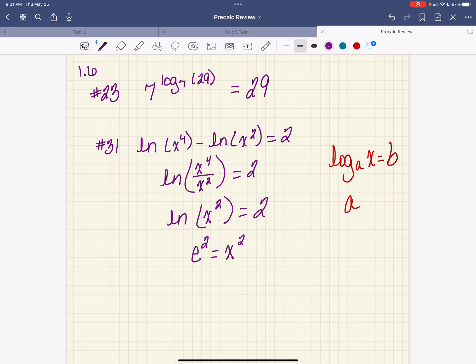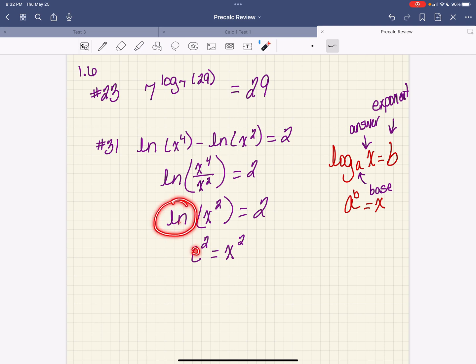This is our exponent, this is our base, this is our exponent, and this is our answer. When I rewrite this as an exponent, I'm sorry, it's already written as a log. So this is going to be a raised to the b power equals x, and that's what we did right here. Natural log is base e, so I have e raised to the 2nd power, and that's going to equal x squared. Now, don't forget, when you take the square root here, you're going to have to do plus or minus.